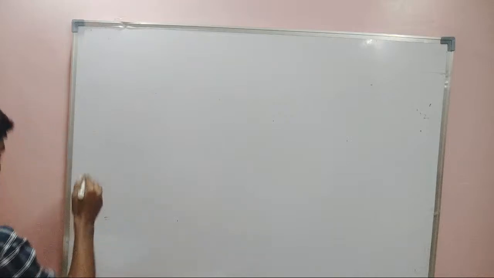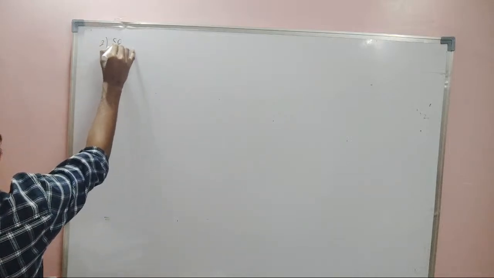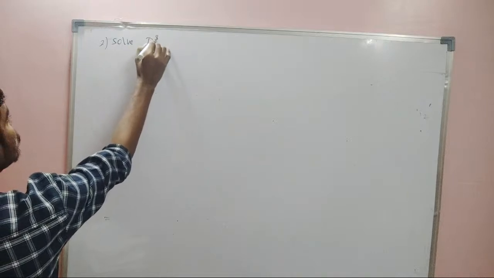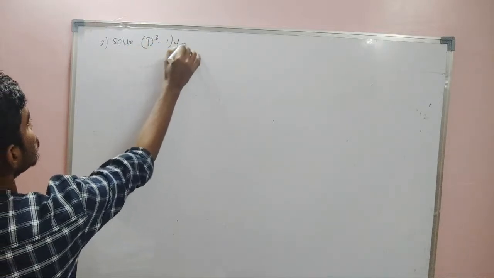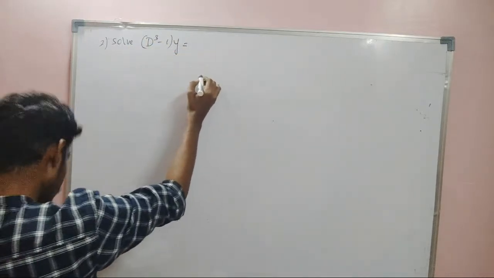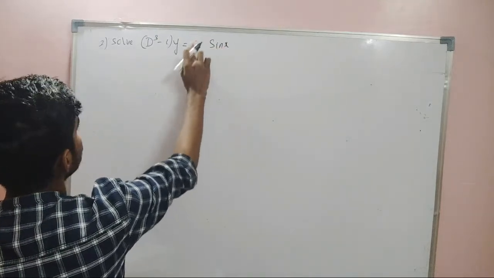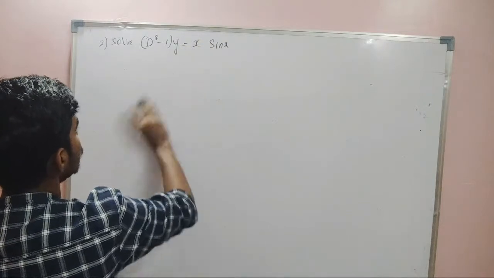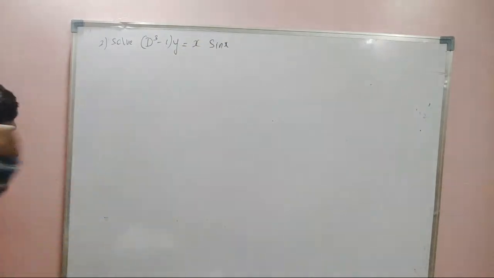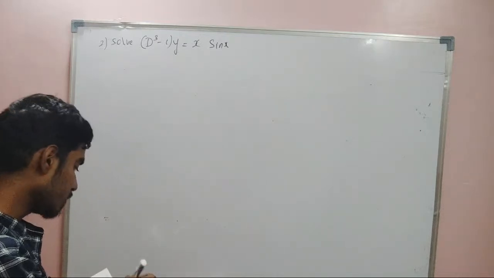So solve (d cube minus 1) y is equal to x sin x, x into sin x. Again, this is type 5, because we will have x into v, where v turns out to be sin x. So we will find this.